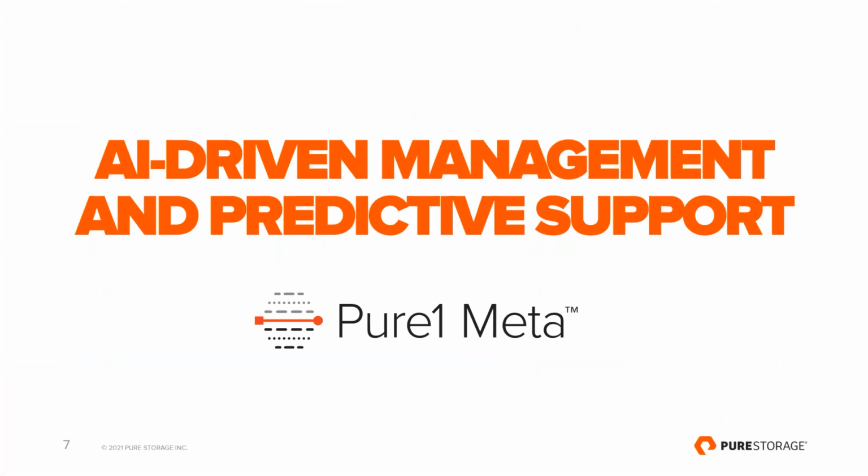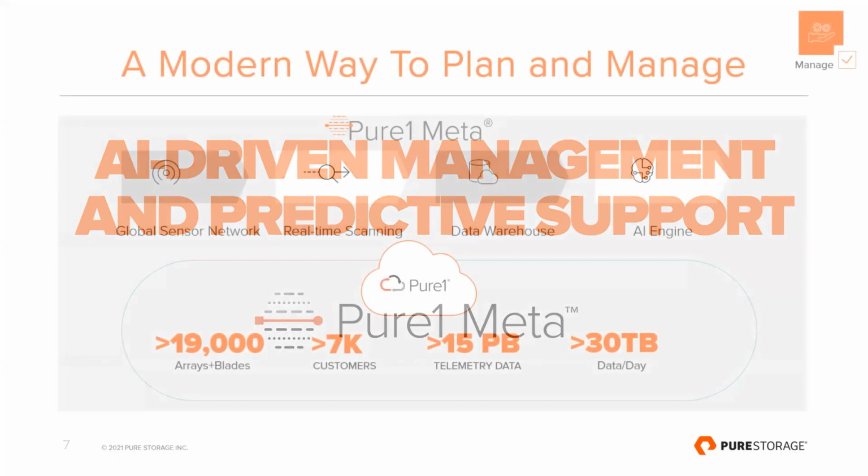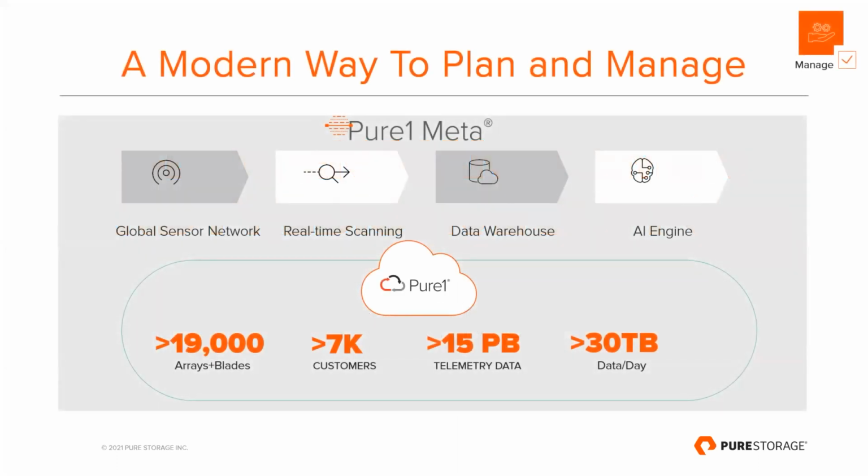And now just a little bit about the Pure One support and the Pure One monitoring. We call it AI-driven management and predictive support. Just a few slides on this, and I'm moving to a demo. Pure One Meta is our global sensor network. We are gathering data from currently more than 19,000 devices. The 19,000 is a number from the end of last year, so it's much bigger now.